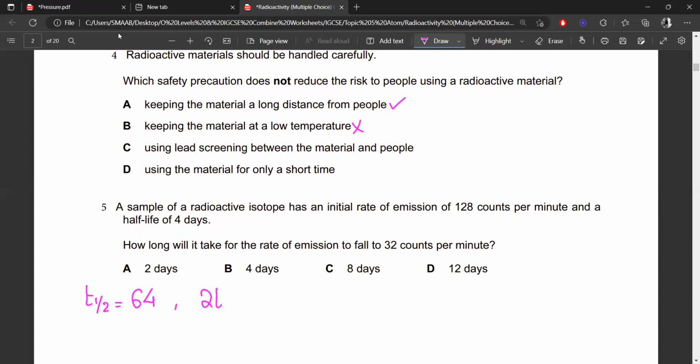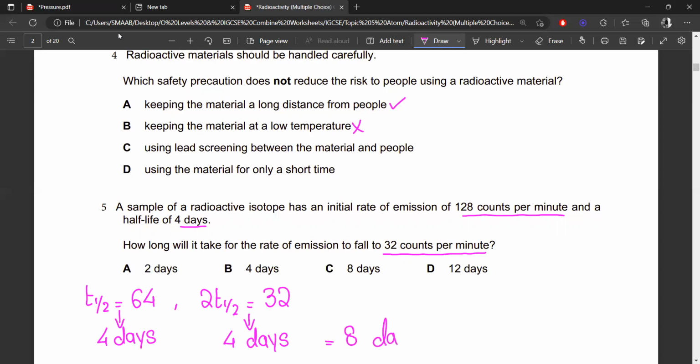Then the second half-life is equal to 32. So after the second half-life, we are getting the value 32 counts per minute, right? Starting from 128, now we are getting 32 counts per minute. So the half-life is equal to 4 days. We take 4 days to reduce it to 64. Then again we require 4 days to reduce those 64 counts to 32 counts, right? So in total we are getting 8 days.